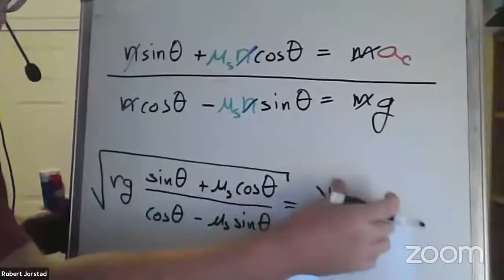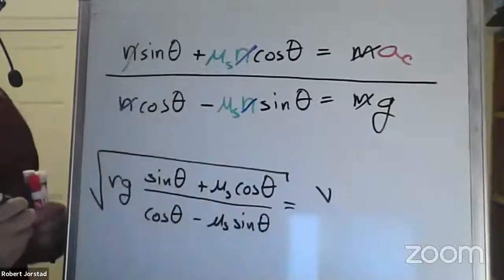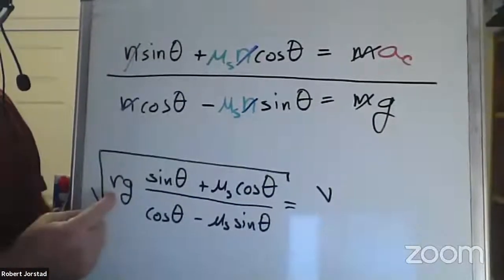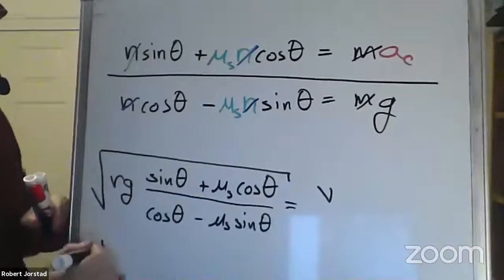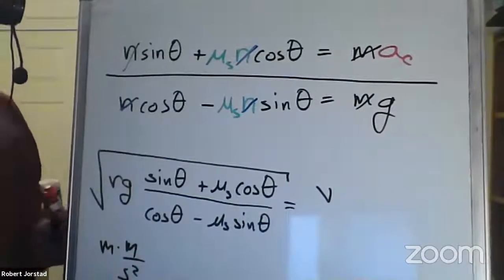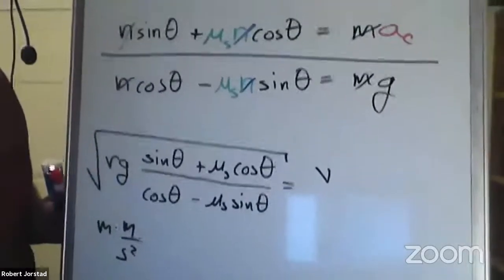Now, I should check the units before I get along too far here. When I take the square root, that gets rid of the squared. This R g, I don't know if you remember, we've seen this a lot. This is actually the right units. It's meters times meters per second squared, and then you're going to square root. So that's going to work out. So far, so good there?